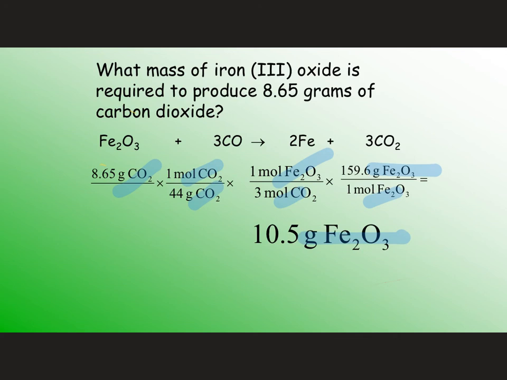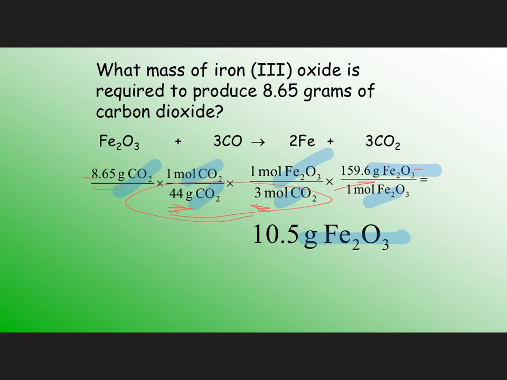So I would take 8.65 and divide it by 44. I would hit enter there and then also divide by 3, hit enter again, and then multiply by 159.6. You could also multiply 8.65 and 159.6 separately, multiply 44 and 3, and then divide those answers. But be very careful with the parentheses or order of operations in that one, because you do want to make sure you're dividing by both the 44 and the 3.